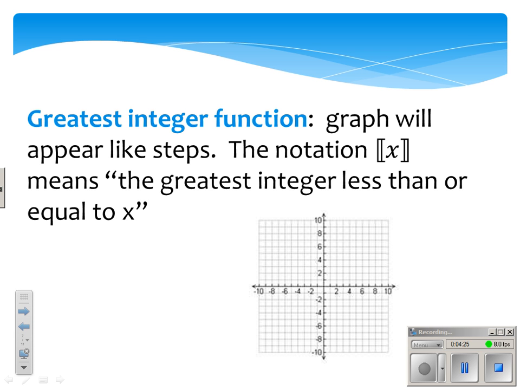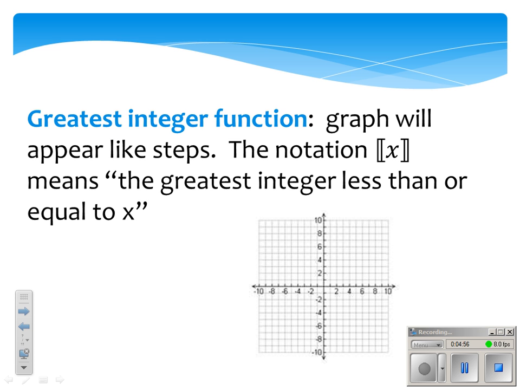Greatest integer function. These are probably going to be the ones that you are the least familiar with, so make sure you're looking with me on page 201 right now. This notation is probably also going to be new. A greatest integer function will have a graph that appears like steps. The notation, a kind of double bracket with a function inside, means the greatest integer less than or equal to x.